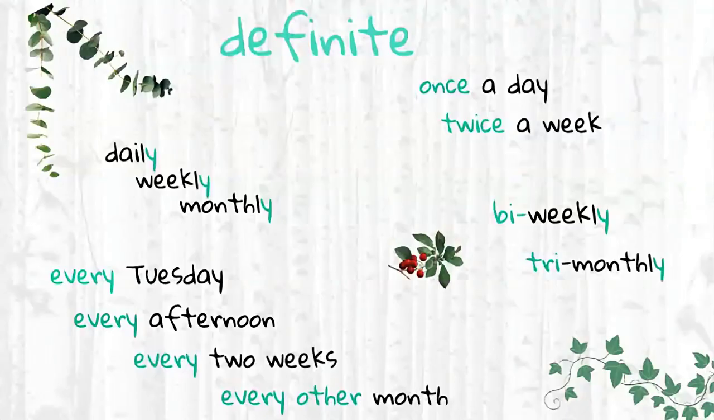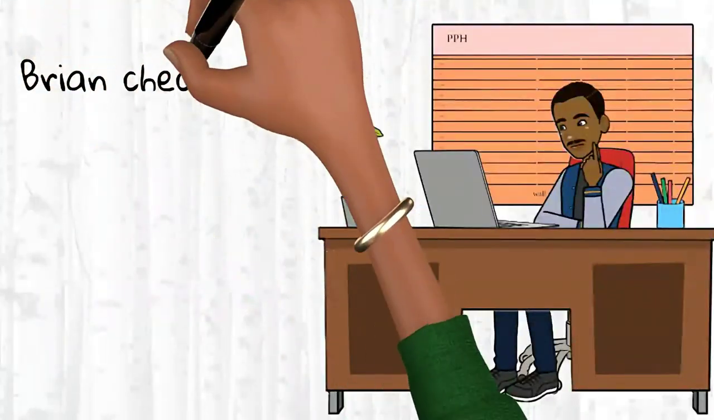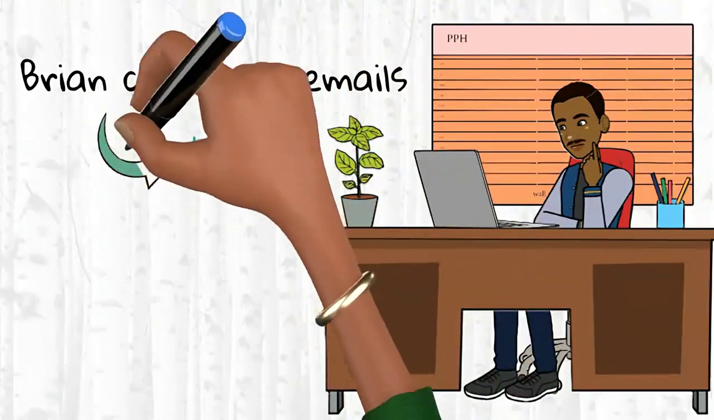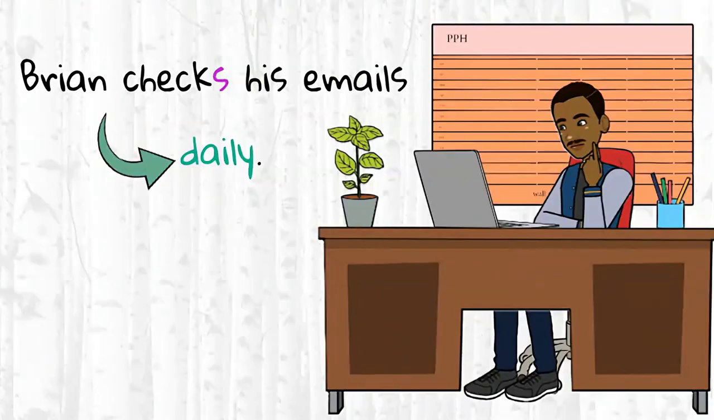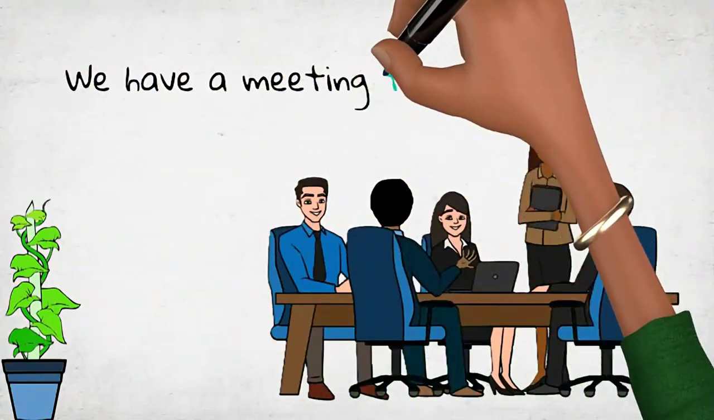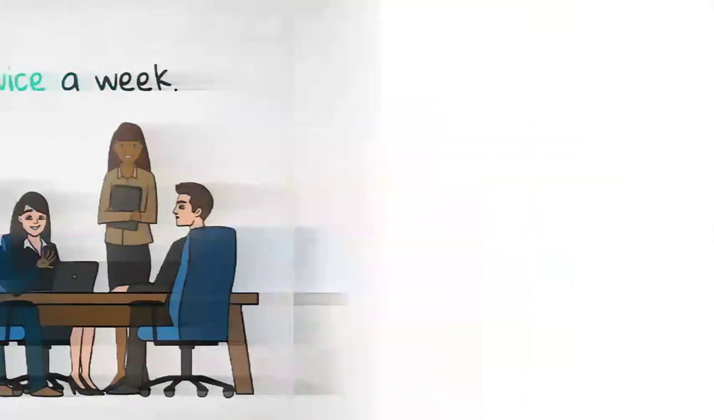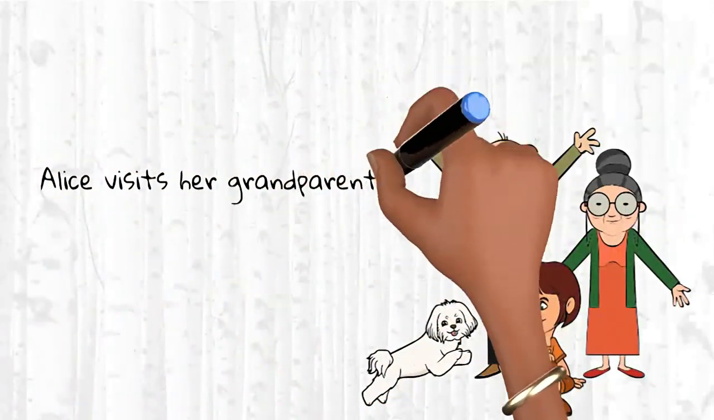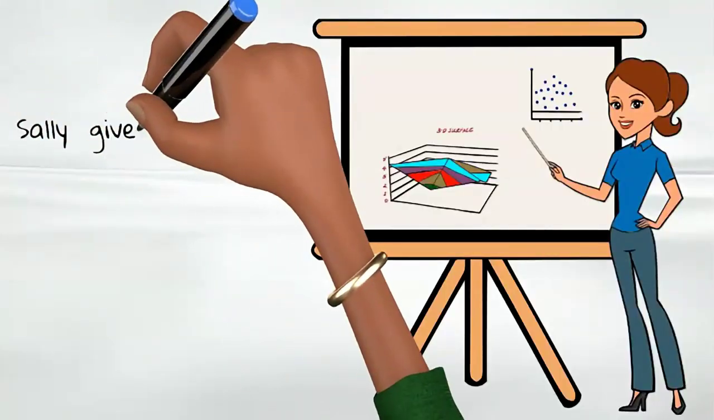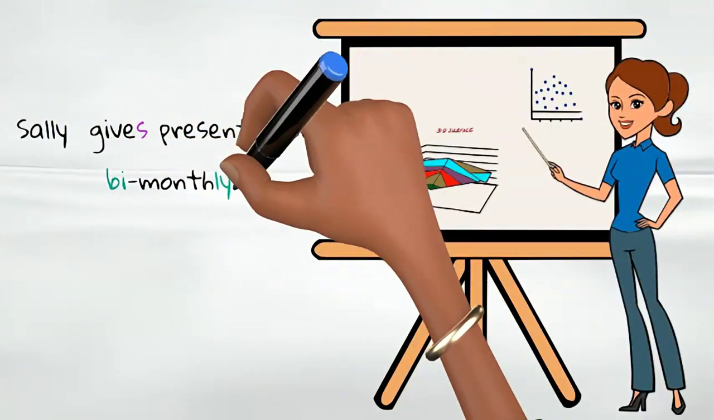And as for where to put them in a sentence, well, those ones, they will go at the end. For example, Brian checks his emails daily. Or Brian checks his emails every other day. So let's have some examples. We have meetings twice a week. Alice visits her grandparents twice a month. Sally gives presentations bi-monthly.